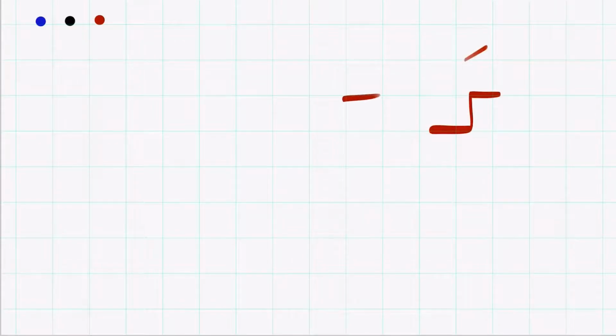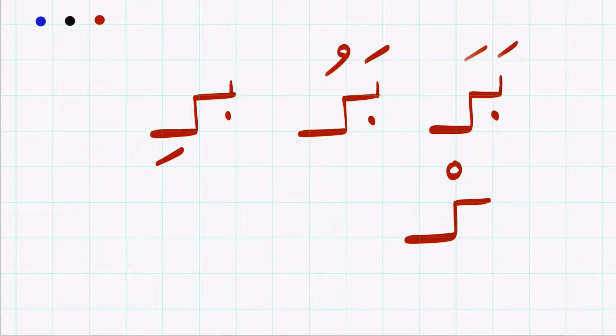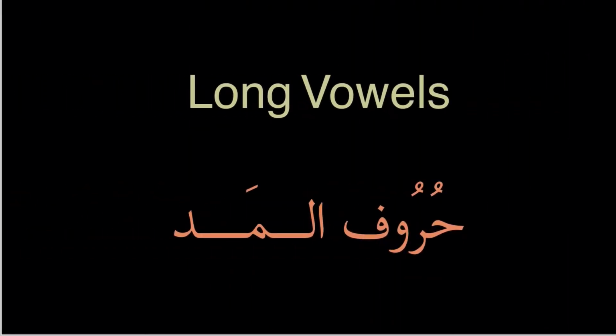Ra, Ru, Ri, R. Let's say it is connected to a ba letter before. Bara, Baru, Bari, Bir. In the next session, we'll be dealing with the long vowels, huruful mad.